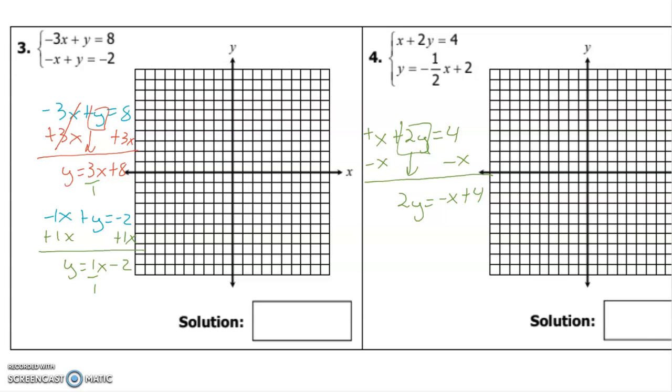And now I want to try to get the y by itself, so I'm going to divide both sides by 2. And my 2's here will cancel, and I'll get y is equal to negative 1/2 x plus 2. Remember, this is the same thing as negative 1. If you don't see a 1, there's an imaginary 1 there. So I have negative 1 being multiplied to the x, and then x is being divided by 2, so that's the same thing as just negative 1/2 x. And then 4 divided by 2 is equal to 2.